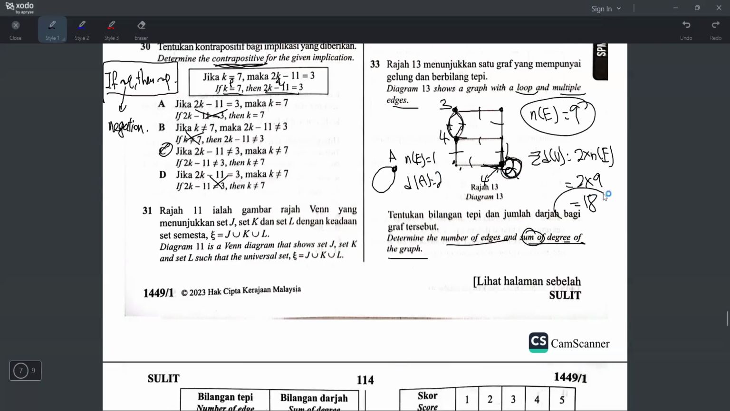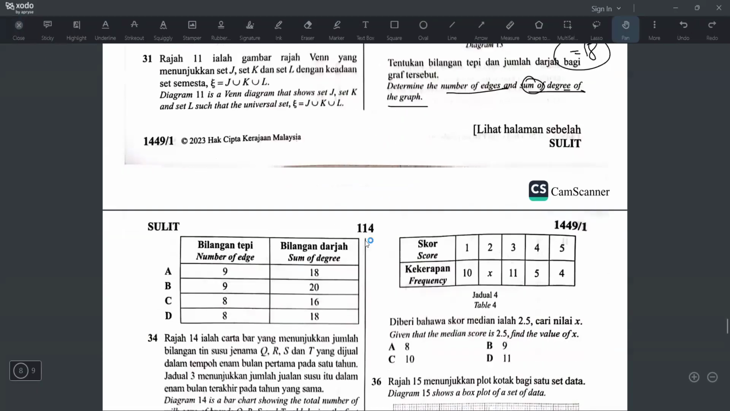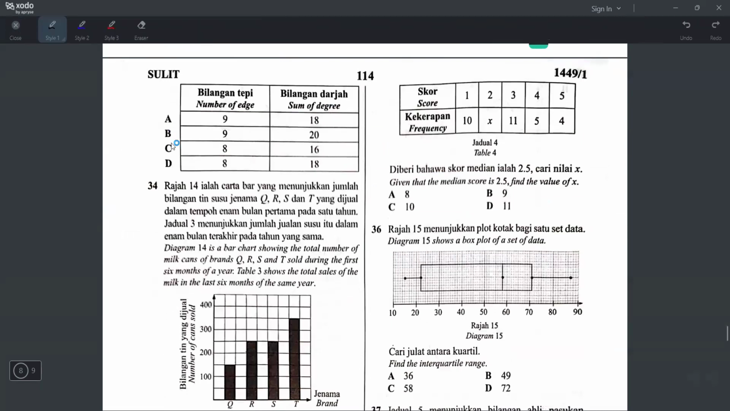But anyway, I already know the answer. NE is 9, sum of degree is 18. So 9, 18, A. That's it.